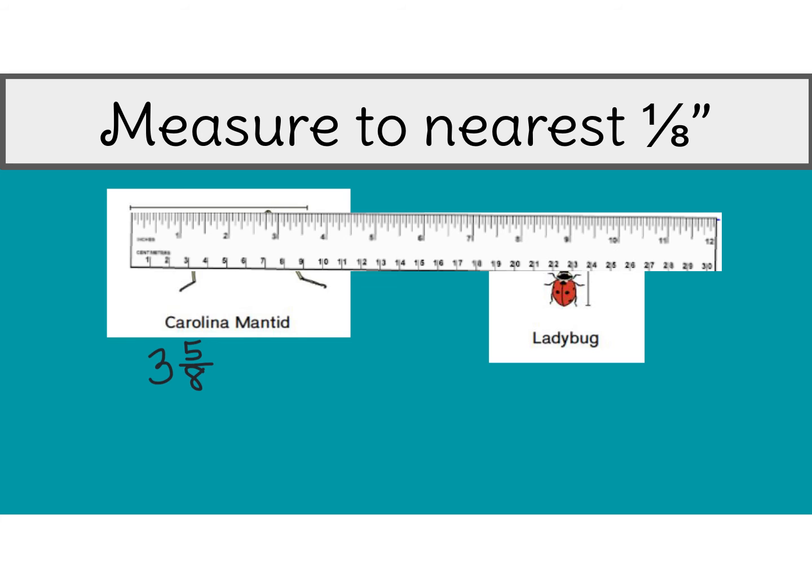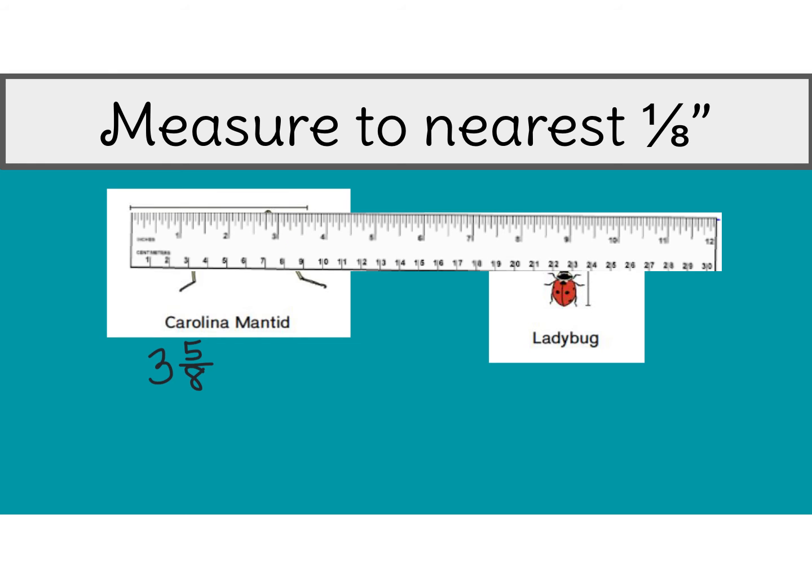So as I took a look at that particular ruler and looked at the numbers there, I got a measurement of 3 5/8. Notice we find the whole number, and then we look to see what is the closest eighth. This would be 3 1/2 or 3 4/8. So the next eighth mark would be 5/8, which is right here.